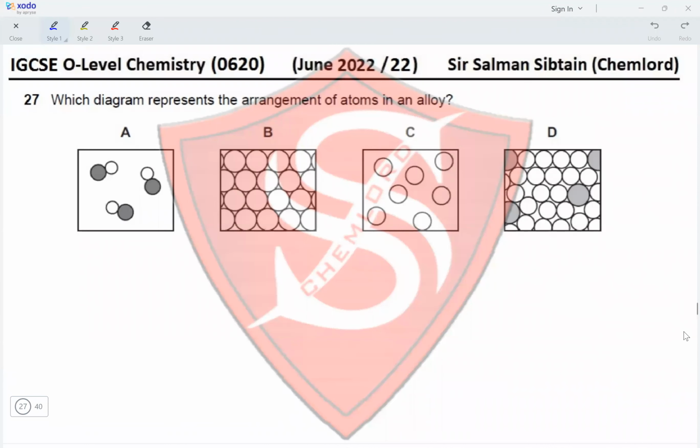Question 27. Which diagram represents the arrangement of atoms in an alloy? An alloy is a mixture of two or more elements, so it would have different atoms of the elements randomly packed together. In A, we have a covalent bond between two different atoms, so this is not an alloy. In B, we have the same atom packed closely in a solid structure. This should be the structure of a metal. In C, we have atoms of the same element spread out, so this should be a liquid.